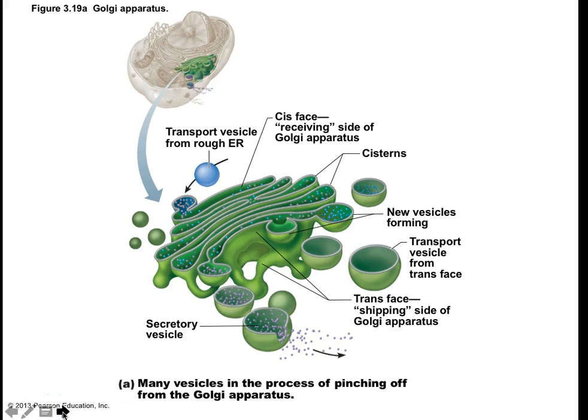And this is showing how you could transport proteins from the rough ER. You see the little transport vesicles, and then they merge with the Golgi. And then you can concentrate them, process them, package them for export or import.